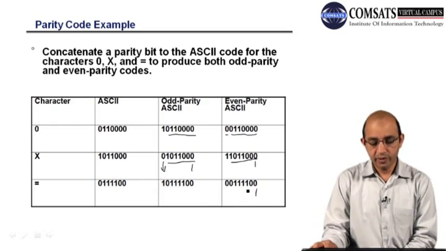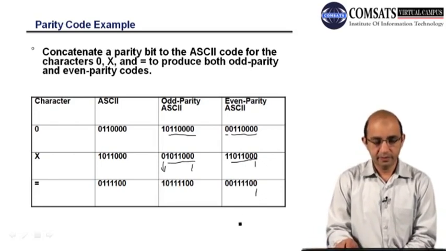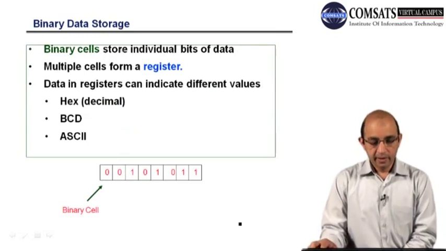So now we have the total number of ones, they are odd, but we are using even parity. So the system will detect the error and will take the necessary action to rectify this error, right?